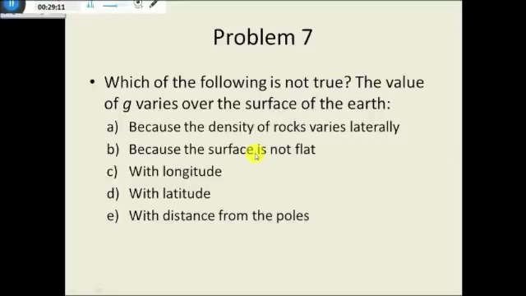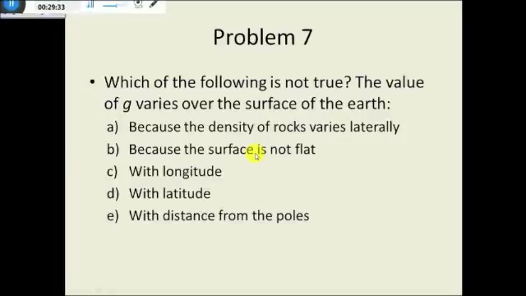With distance from the poles is kind of the same, kind of. So there is. With longitude, there isn't. So that's actually the answer to the question. So as you're going from east to west, if you were going east to west along the equator, you're kind of the same distance from the center of the Earth.